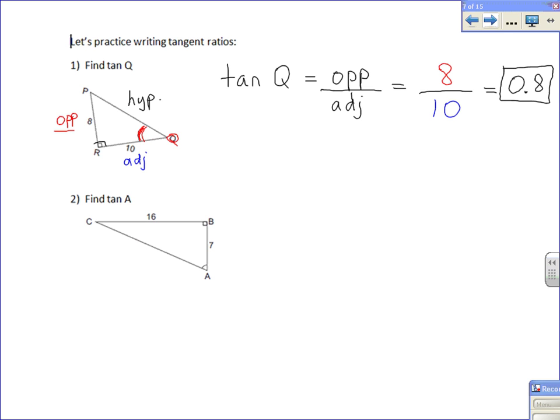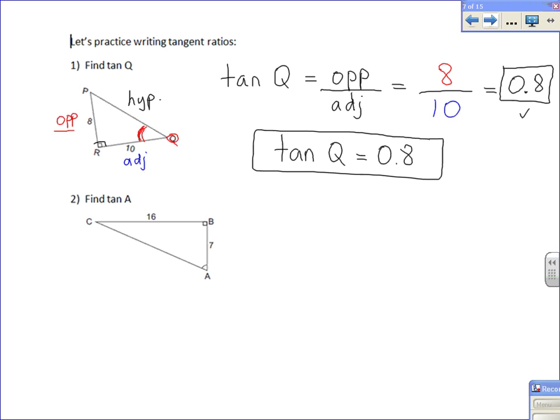Notice that both of these are correct. It's fine to say the tangent of Q is equal to 8 over 10. It's even better to say the tangent of Q is equal to 0.8. Okay, so there's my answer. The tangent of the angle Q is equal to 0.8.